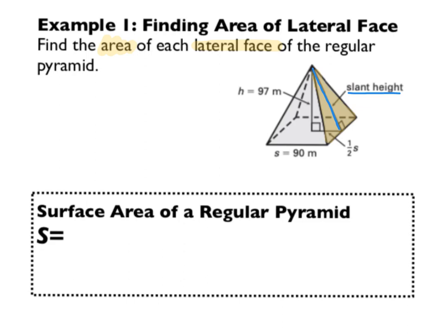So to find the slant height, which is what I've highlighted here in blue, we're going to have to use the Pythagorean theorem. The Pythagorean theorem is c squared equals a squared plus b squared. Remember, c is always the hypotenuse, and the hypotenuse is opposite the right angle.